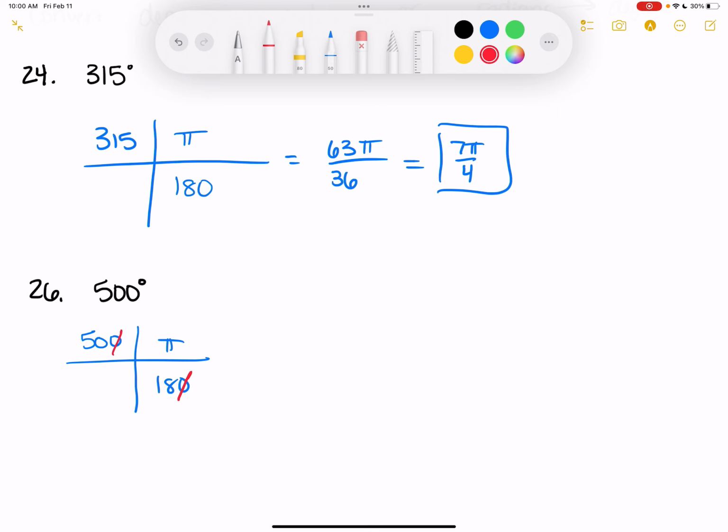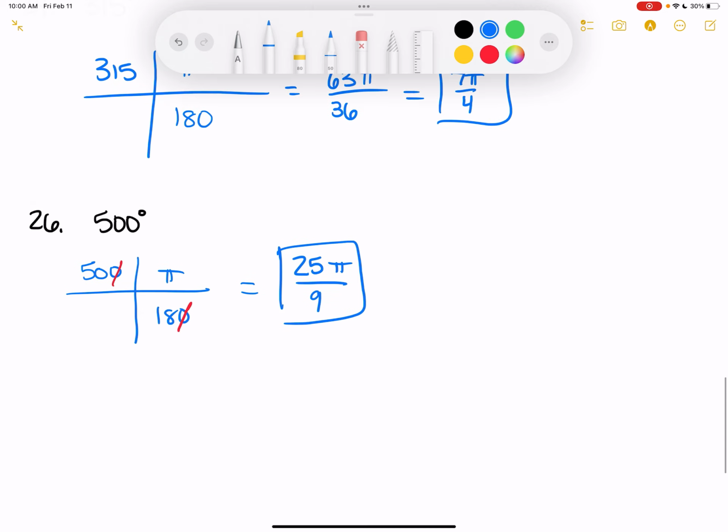So 50 pi over 180, what can I take out of that? You can take out a 2. So I get 25 pi over 9. And can that reduce any farther? No. So then you're done. Okay, so degrees to radians, not too bad.